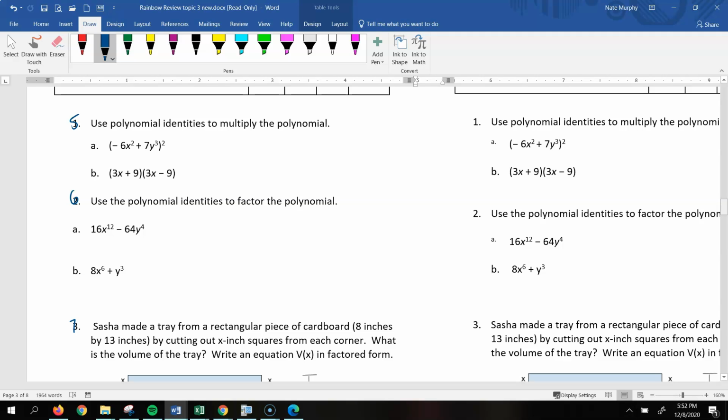Anyhow, so we want to use polynomial identity to multiply the polynomial. So we have negative 6x squared plus 7y cubed. We're going to square that.